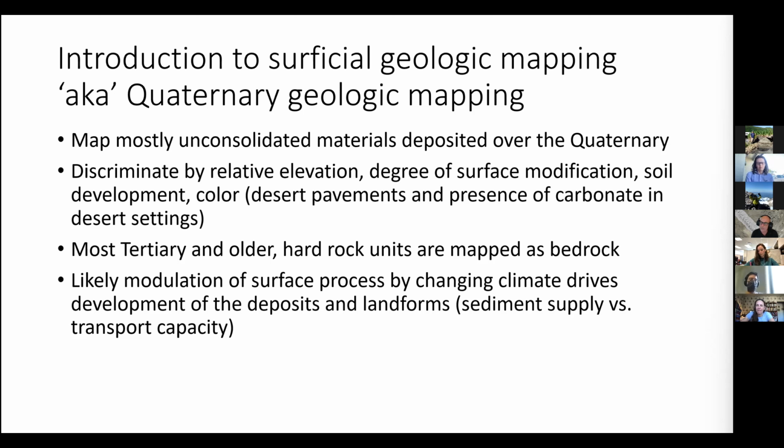The final point, which I've alluded to already, is that there's likely modulation of these surface processes by changing climate, and that will help drive the development of the deposits and landforms. In shorthand, it's a balance of sediment supply and transport capacity. High supply and low capacity means aggradation. Relatively low supply compared to capacity means incision. But these two are modulated by Quaternary climate.